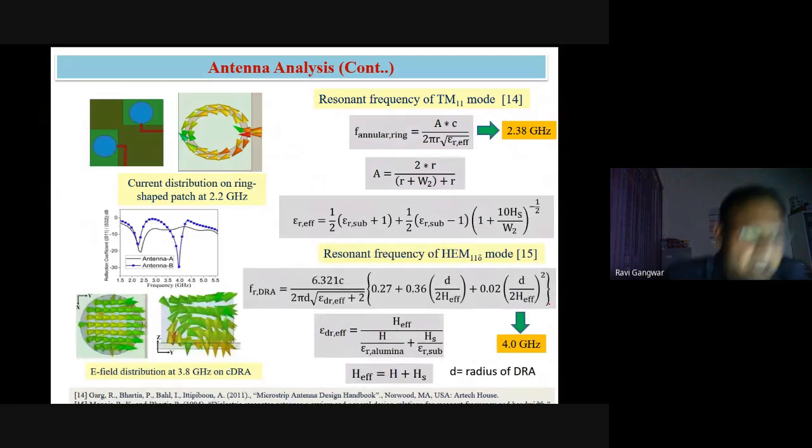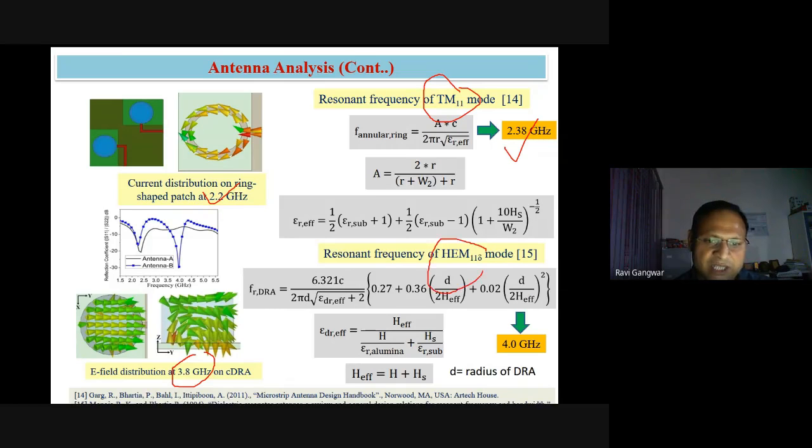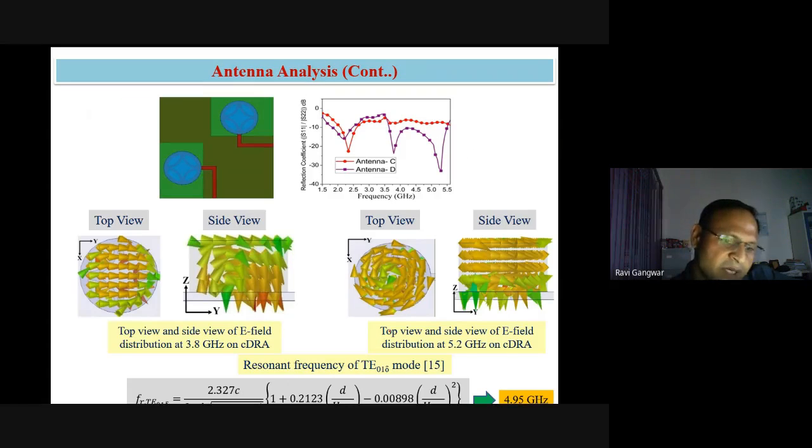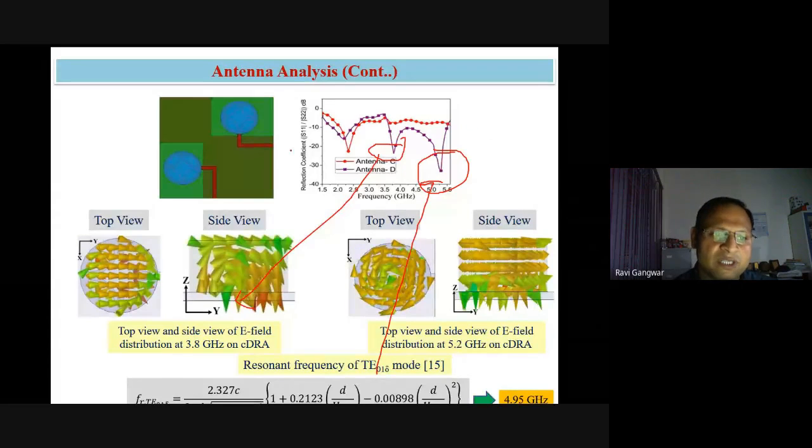So here, this is the analysis. You can see that when we have the annular ring, we are able to excite the TM11 mode, which gives 2.38 gigahertz, and similarly we get 2.2 gigahertz. So we can say that this strip is excited here, and at 3.8 gigahertz, we are able to generate the HEM11 delta mode, which is 4 gigahertz with respect to the mathematical analysis. In the C and D structures, we are able to generate the TE01 delta mode along with the HEM11 delta mode. So here we generate the TE01 delta mode, and here we generate the HEM11 delta modes. And this one is the basic TE11 delta mode due to the annular strips.